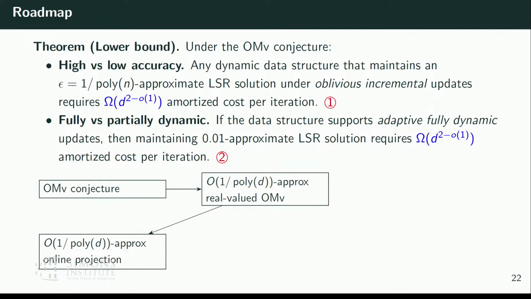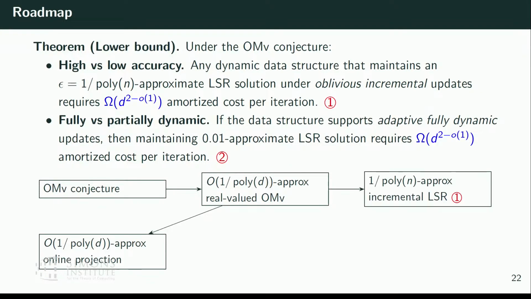This is more for technical reasons. So we first reduce this, and we say that in order to just get a 1-over poly d approximate solution for this real valued OMv problem, it will take d squared time. And then from that, we can directly reduce to the 1-over poly n approximate incremental least square regression, because here the approximation error is very small.